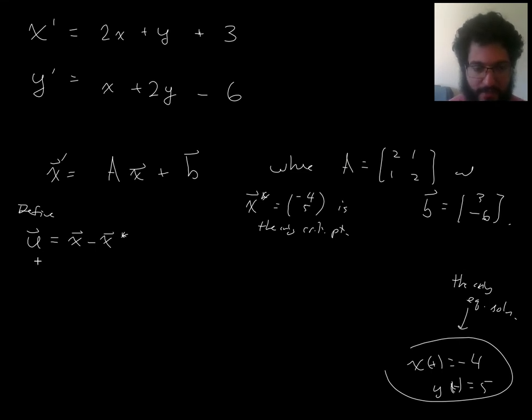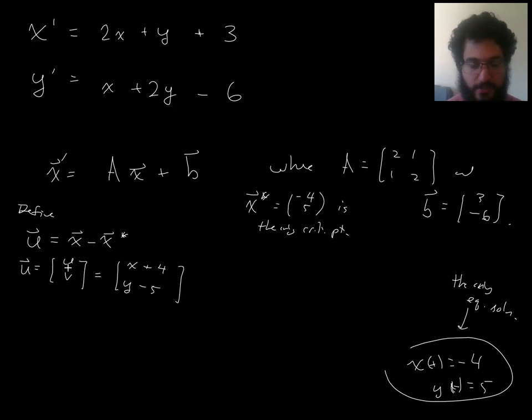So u will be this. Let's use the symbol u to denote the package of two new variables, u and v. The way I phrased it is I'm introducing one new vector variable, but I'm really introducing two new variables. So u is going to be x minus negative 4, so x plus 4, and v is going to be y minus 5. So u is x plus 4, v is y minus 5. Then rewrite this differential equation in terms of the new variables, u and v.